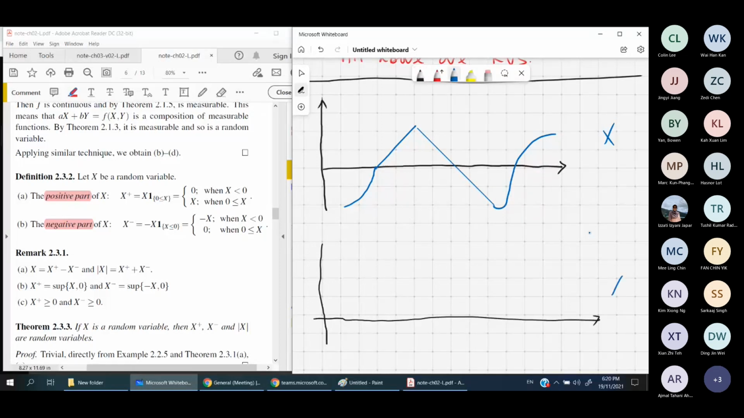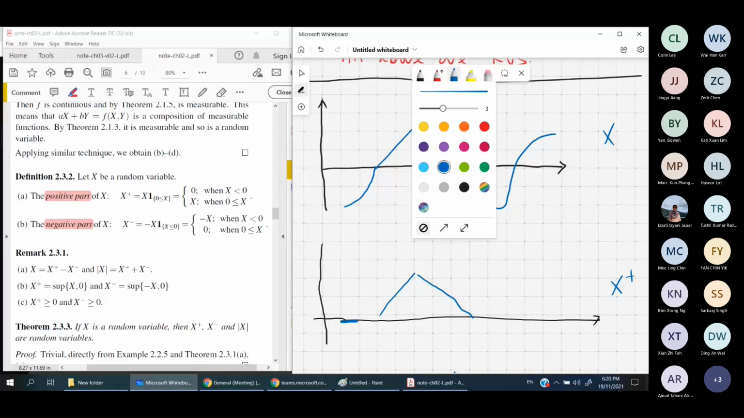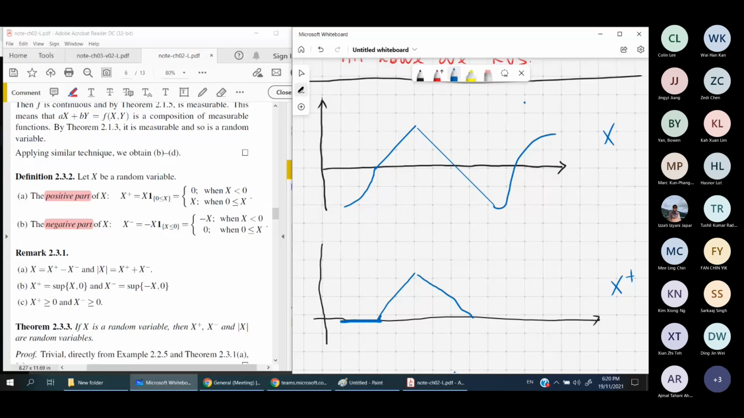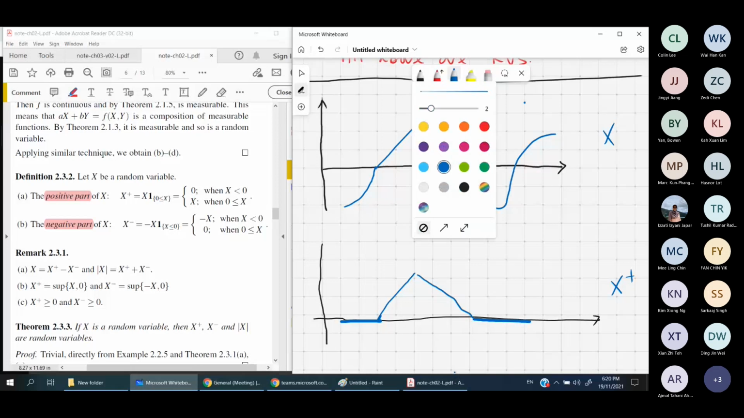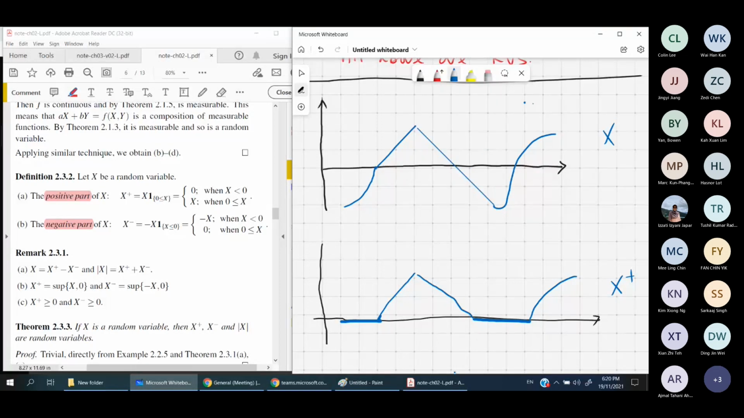So this is x plus. This is exactly the same whenever it is above the x-axis, so we got things like that. Then go down here. For this part, we fill up with 0. Similarly, this is below the x-axis, so we put it as 0. But up to here, when this goes up, it turns out to be like this. So this is the positive part of our function.